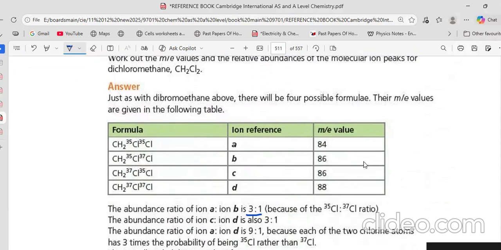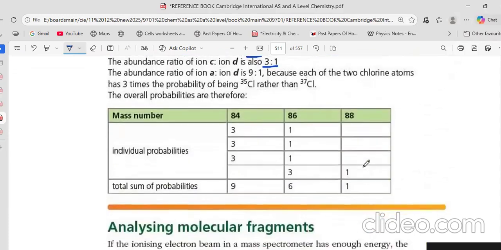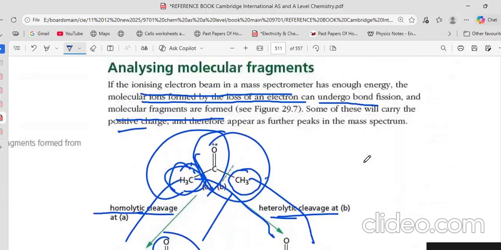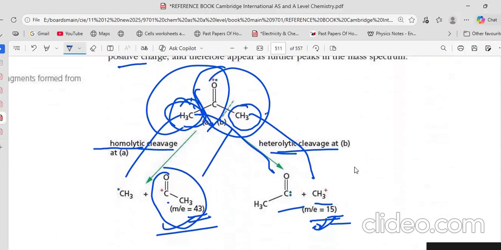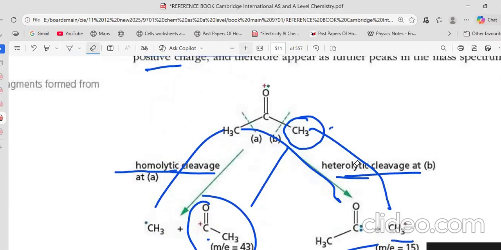There are four possible formulas, and if the relative abundance is this, then it's C and D. So by relative abundance, we can find the mass, the structure, the molecular formula. But the most important is the fragment. Always remember, this is a molecular ion. See, this is plus, and it has lost an electron.